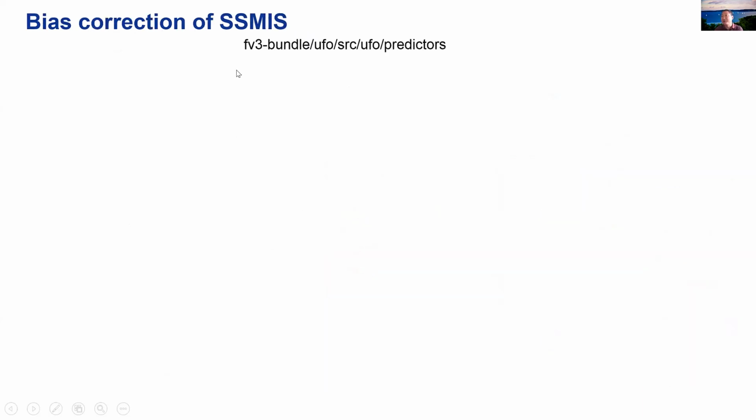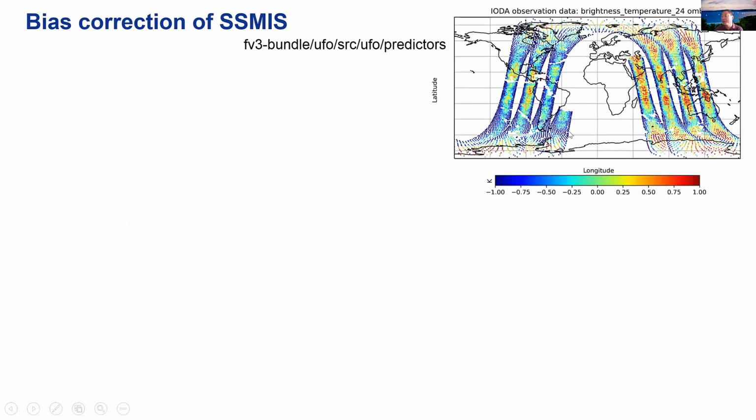And here is a bias correction of SSMIS. Before bias correction, we just selected this channel, channel 24. Before bias correction, this is the O minus B. So you can find very clearly the ascending and descending bias differences, and also the scan position dependence. For SSMIS, it's a conical scan. Actually, the local zenith angle is the same, but for different scan positions, there are really some different biases. So these biases should be removed by bias correction before the observation is assimilated.